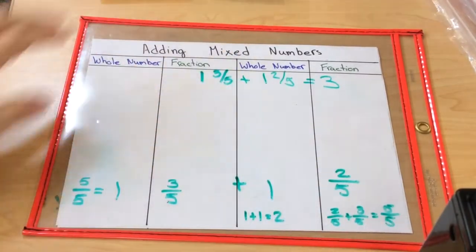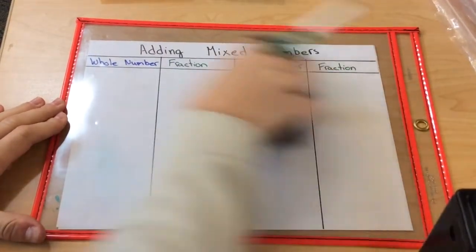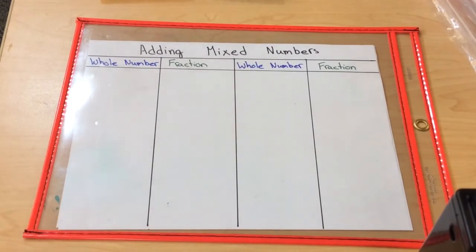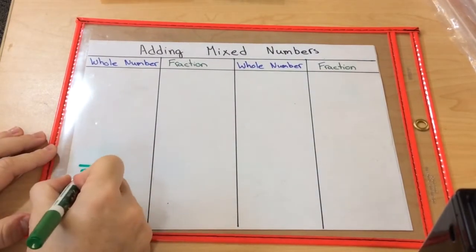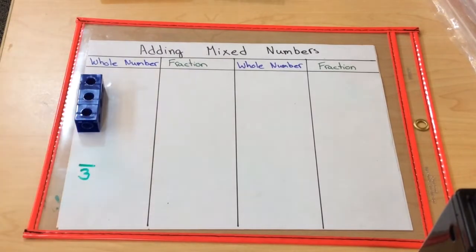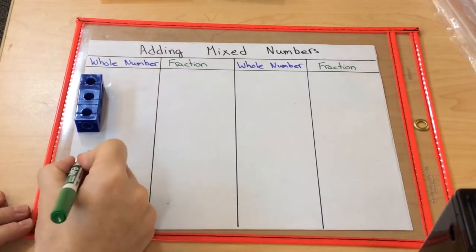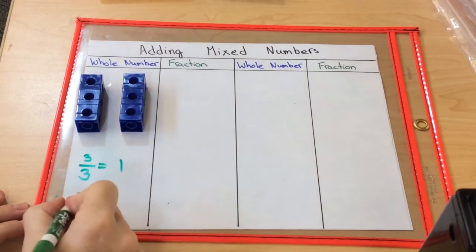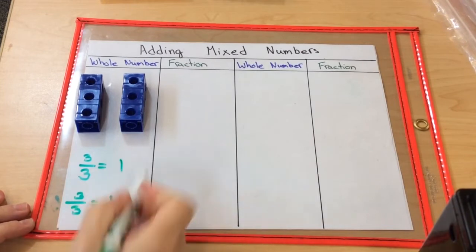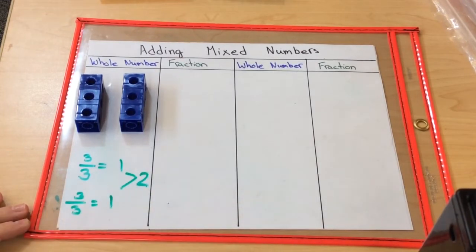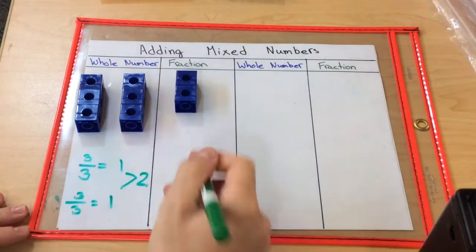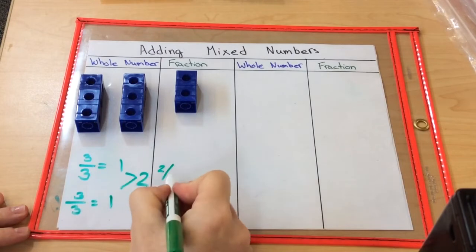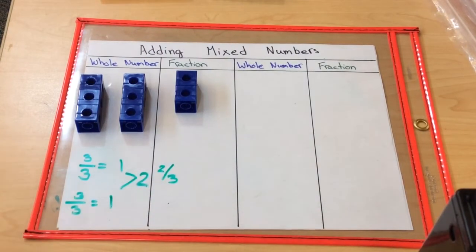One last example. All right. Here my denominator is going to be 3. So that's 3/3, which I know is equal to 1. And another 3/3, which is equal to 1. And if I put that together, I have 2. So my whole number is 2. And my fraction is 2/3. So together it's 2 2/3.